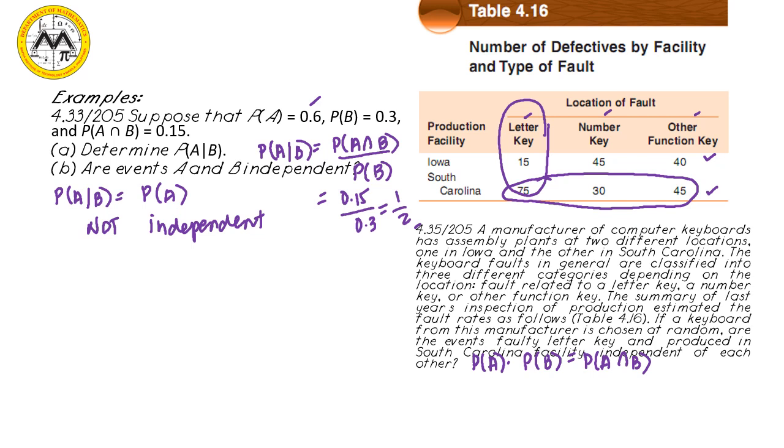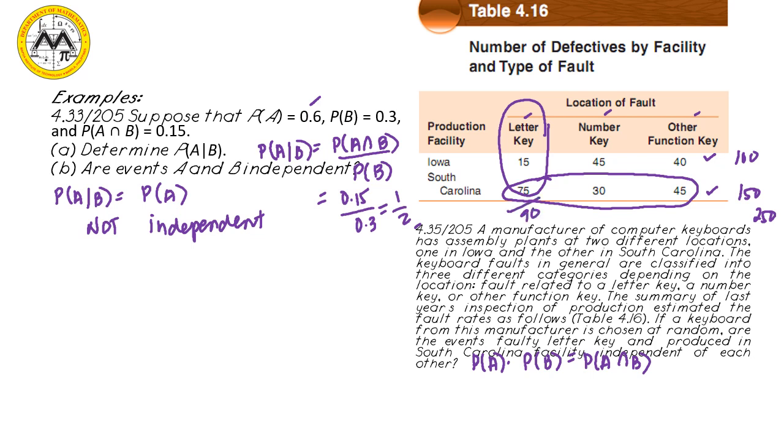So let's have the total. What is 15 plus 45 plus 40? That's 100. So 75 plus 30 plus 45, that's 150. So all in all, we have a total of 250. We also have the total of 15 plus 75. So this is a total of 90.